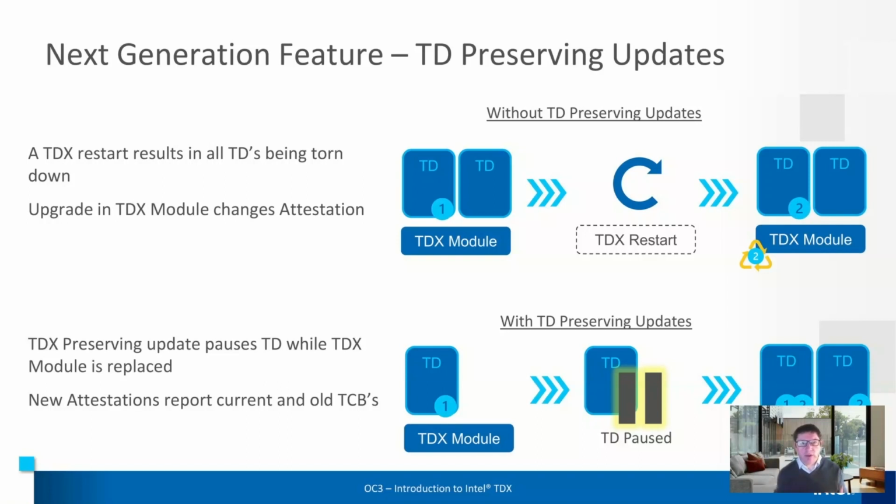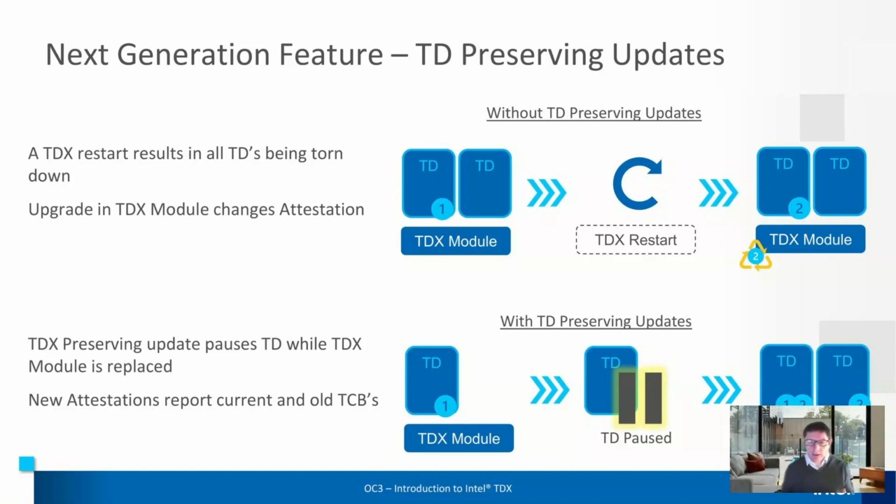And so what you can see in this diagram, in the top diagram, is we have a TD attests, and the TDX module is in version 1, and to get to TDX module version 2 and to be able to attest that that has occurred, you have to go through a whole TDX restart. That means you've got to tear down the TD, tear down the TDX module, install a new TDX module, and rebuild the TD. Well, wouldn't it be nice if you could actually just say, hey, I'm just going to pause the TD for a moment. I'm going to swap out underneath you a new TDX module that addresses any problems that might occur.